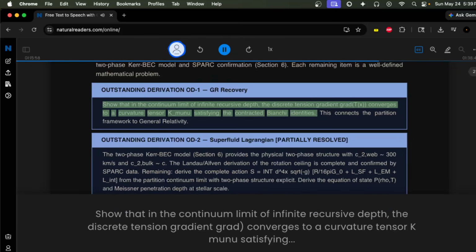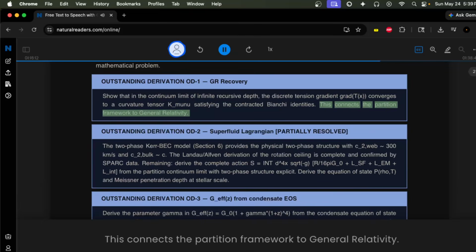Show that in the continuum limit of infinite recursive depth, the discrete tension gradient converges to a curvature tensor K mu satisfying the contracted Bianchi identities. This connects the partition framework to general relativity.